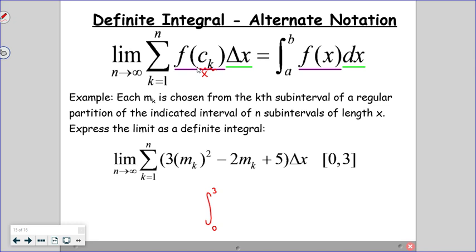Well, this is my f of x right here, after I convert the m sub k's, all the subs, to x. Okay, so it's 3x squared minus 2x plus 5. That's all I write here for my function. And then again, change the delta x to dx. Done. Questions?